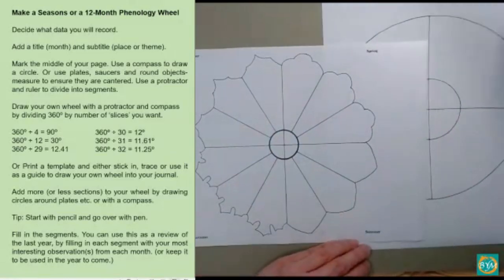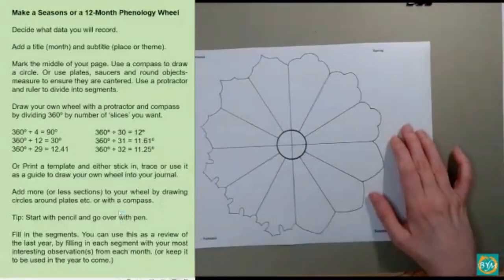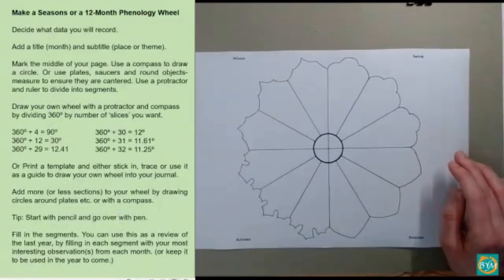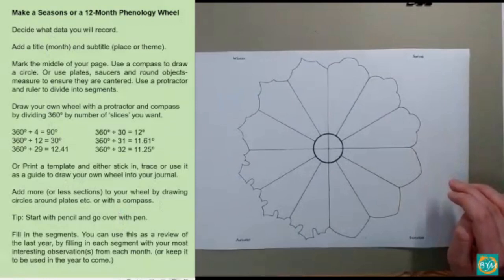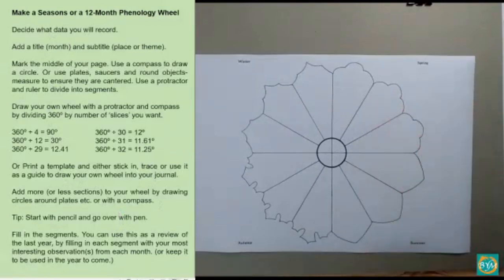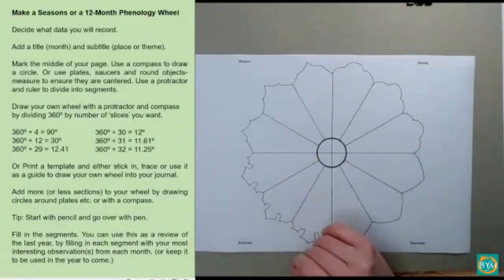Okay, so on the screen then, have a little think first of all about what data you want to record. Do you want to put in any weather data? Do you want to draw or do you want to write? Think about if you're going to put this into your sketchbook, add in a title and a subtitle. It can be sort of your year. In this case, I've put months there, but it should be year. And the place that it's about.